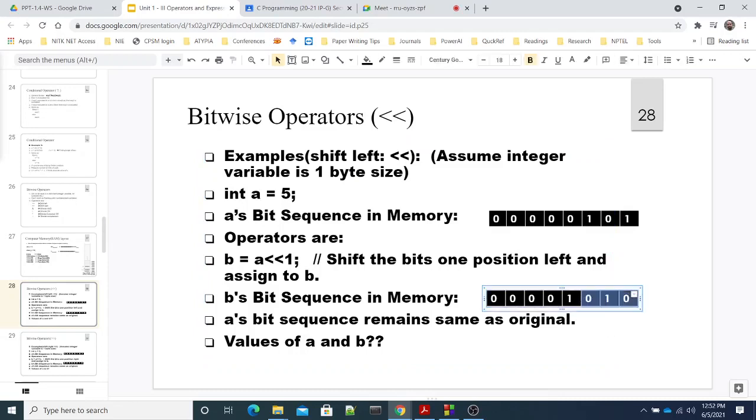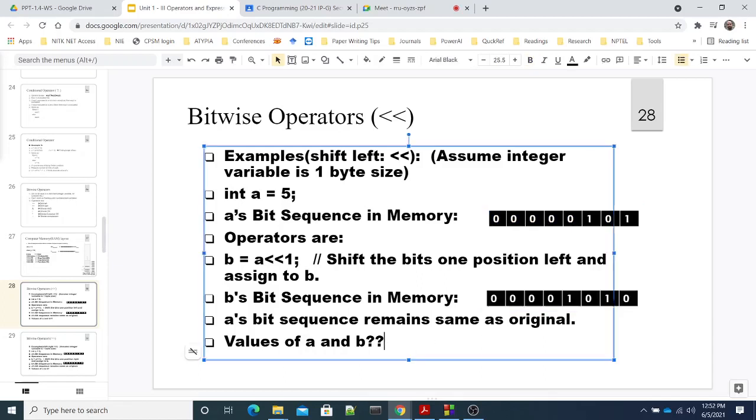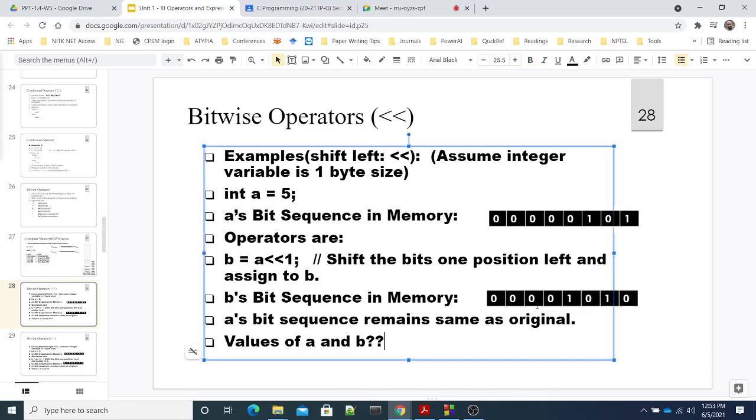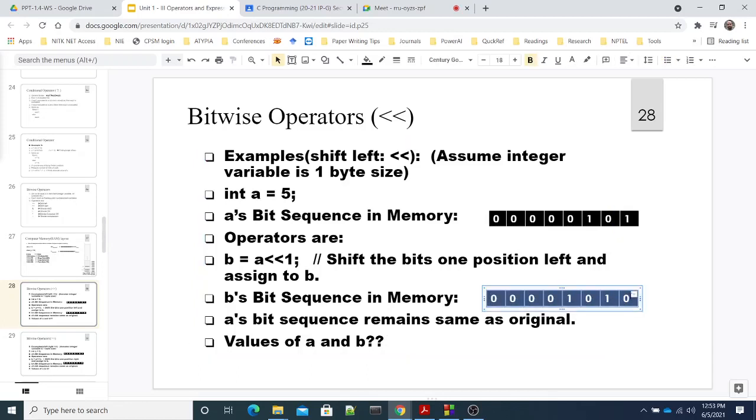This is the binary representation of some number. This is the binary representation of 5. This is the binary representation of some number. Can anyone tell? This is the binary representation of 10. Decimal number 10, if you convert it into binary, it will be like this: 1010 at the end, all other zeros in the left side.